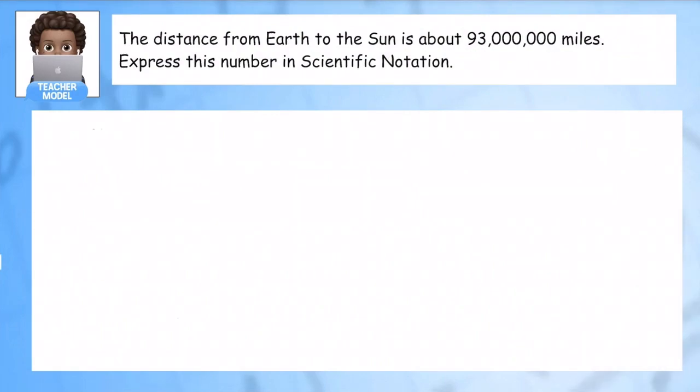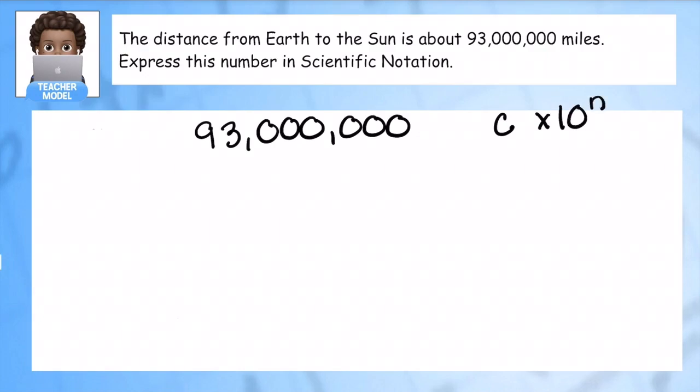The distance from Earth to the Sun is about 93 million miles. Express this number in scientific notation. So let's look at this number, and I want you to think, ideally, where would you want the decimal? Remember, C times 10 to the n. This number, this C, must have 1 digit before the decimal.